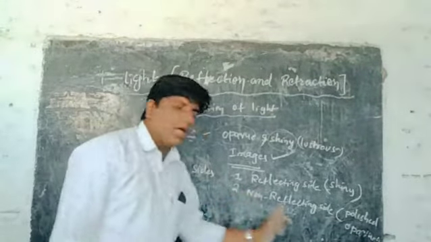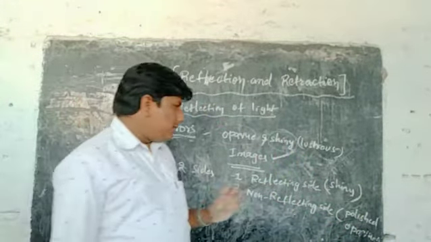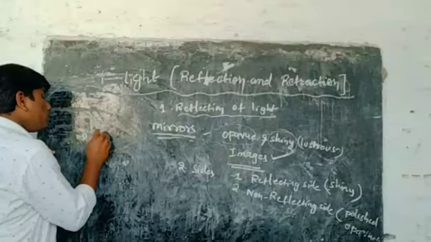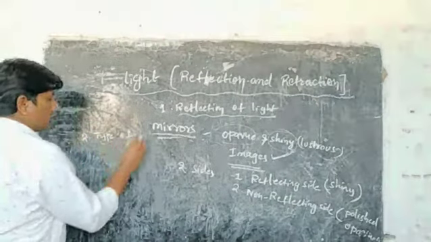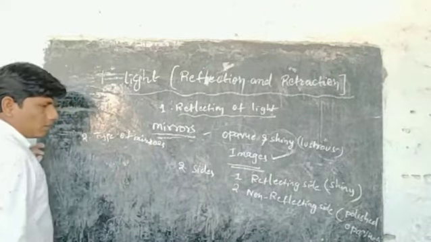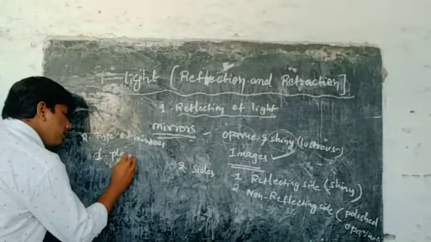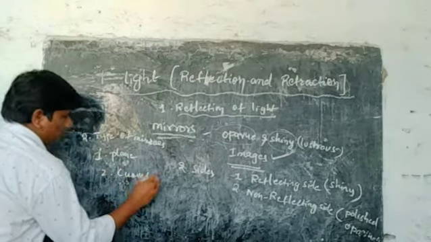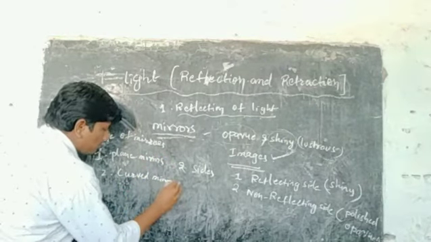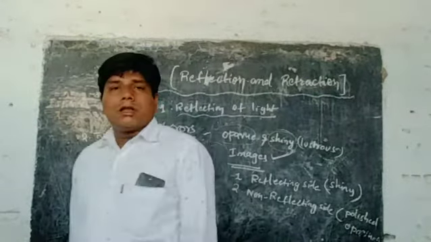Mirrors have two sides: one is a reflecting side, another is a non-reflecting side. The non-reflecting side is a polished side. And here we have two types of mirrors. You might think concave and convex. No, not concave and convex. The first one is plane, the second one is curved. Plane mirrors, curved mirrors. What are plane mirrors?